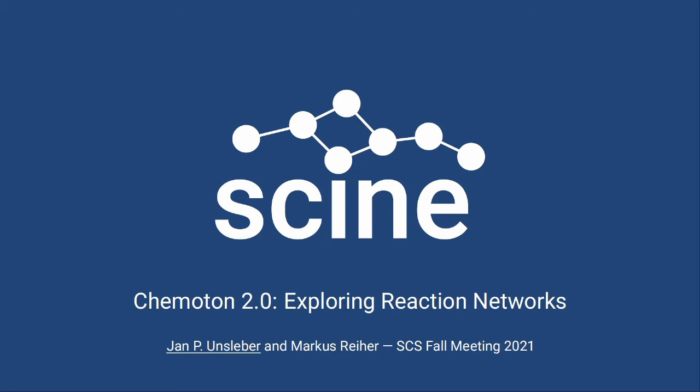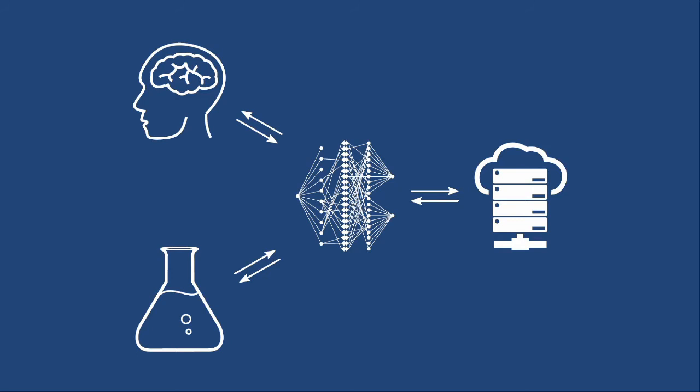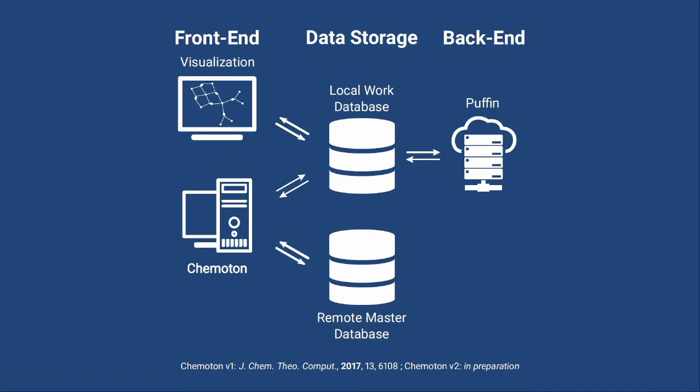Hello, my name is Jan Unsleber, and today I will be talking to you about exploring reaction networks with our Chemoton 2.0 software. Reaction networks are those networks in which different chemical compounds are connected via reactions. These networks interconnect how we think about chemistry and how it can be modeled. And importantly for this talk, these networks can also formalize a way in which we may compute information about chemical processes. The software package that we develop, of which Chemoton is a key part, is exactly designed to explore these reaction networks, store them and analyze them.